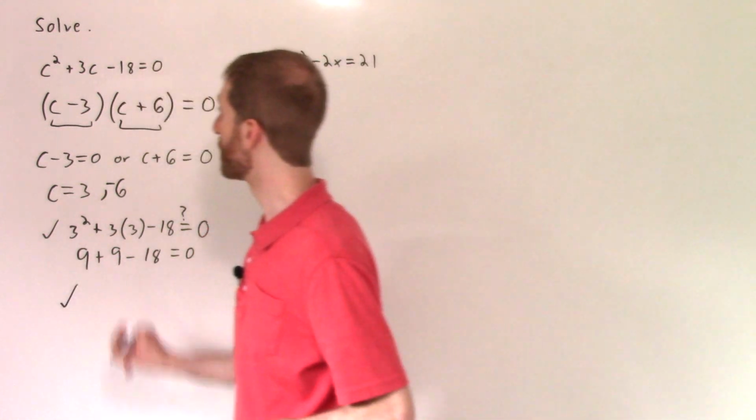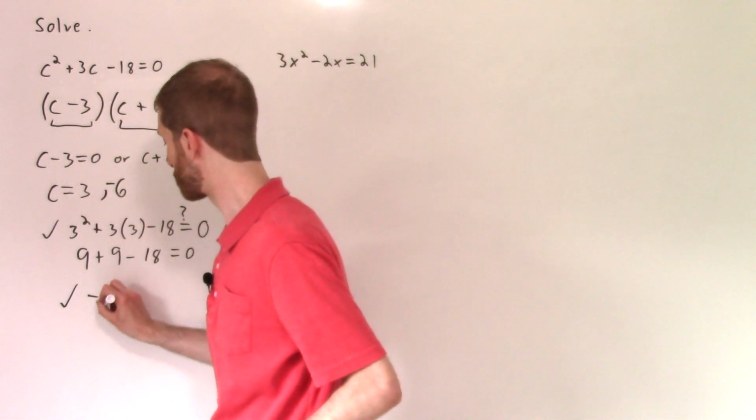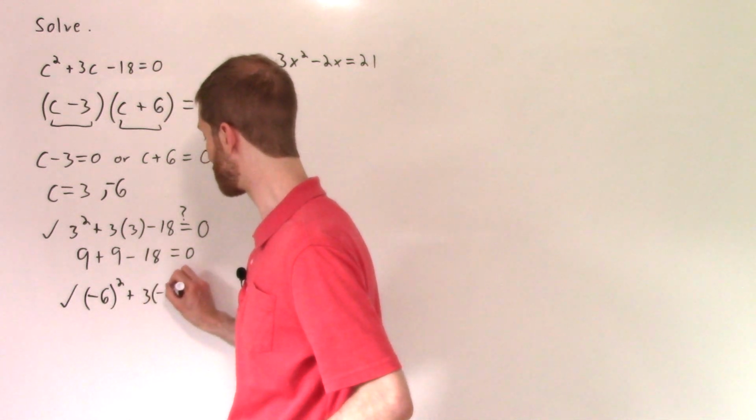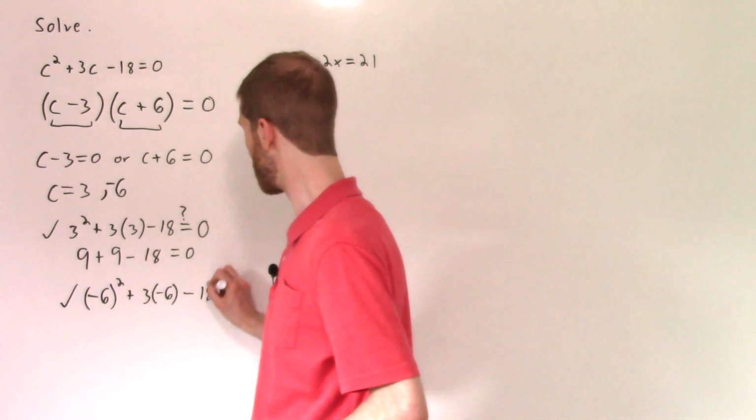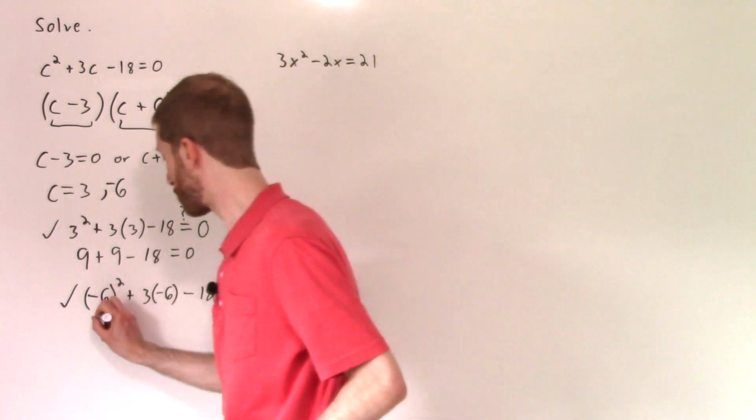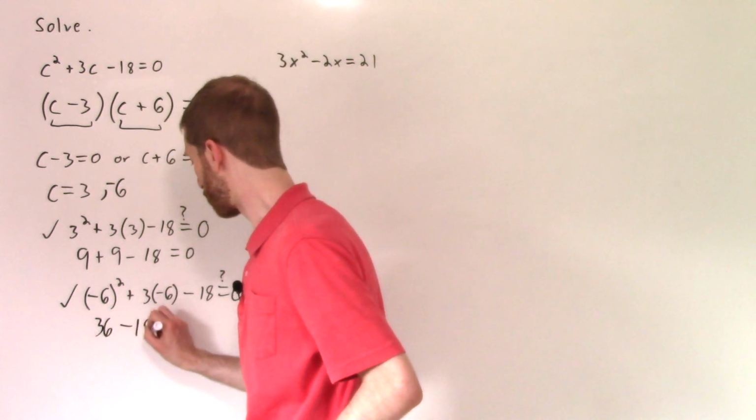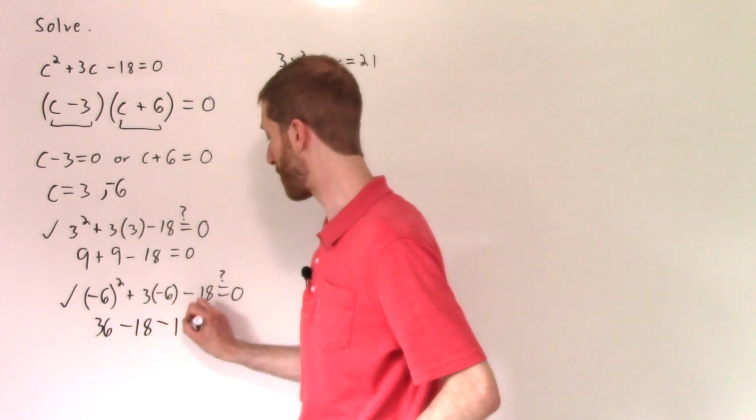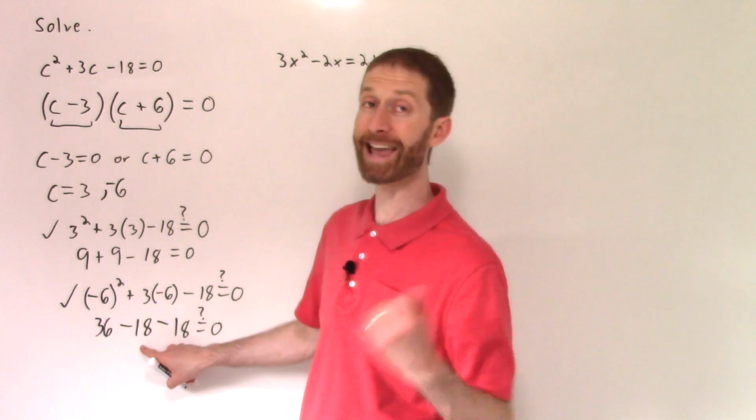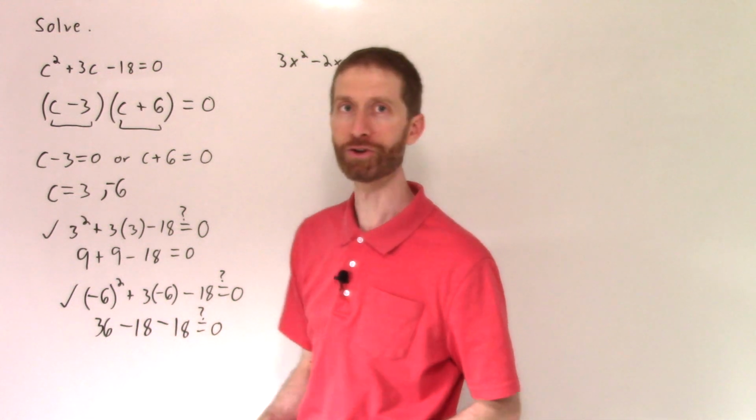All right, so negative 6 I'll plug in here. So we're going to square negative 6, plus 3 times negative 6, minus 18. Question is, does it equal 0? Well, negative 6 squared is 36. 3 times negative 6 is negative 18. Minus 18 is 0. 36 minus 18 is 18, minus 18 is 0.